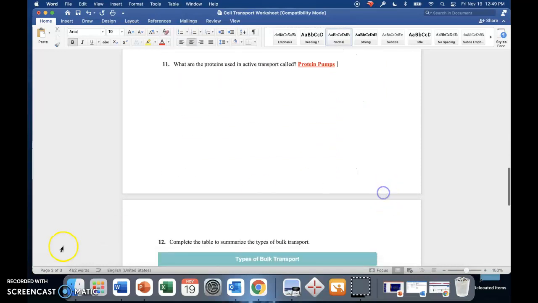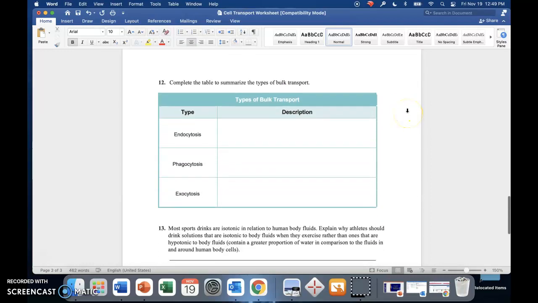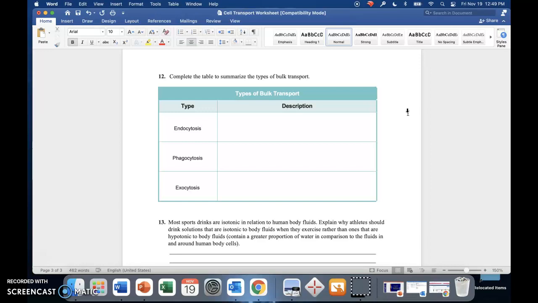Now, as we continue, okay, we got to this, and there is times that we have to use bulk transport. That means we're moving large materials, or large amount of materials at a time. If we look at endocytosis and exocytosis, literally into the cytoplasm, out of the cytoplasm. Now, why is this a form of active transport? Because the membrane has to be able to change its shape.